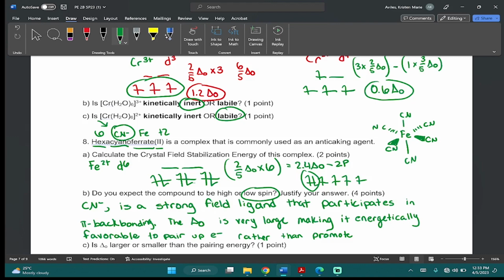This really becomes an issue, high spin versus low spin, from d4 through d8, because d1 through d3 can only have one configuration. d9 through d10 can also only have one configuration. It doesn't matter if it's high spin or low spin; there's only one way to fill in the electrons.